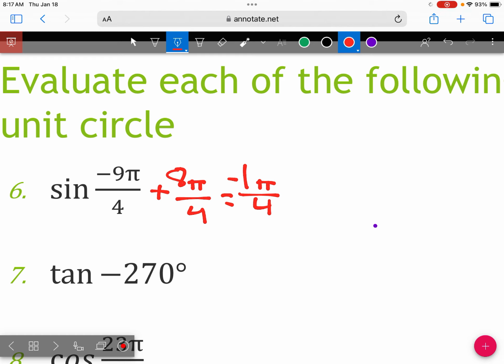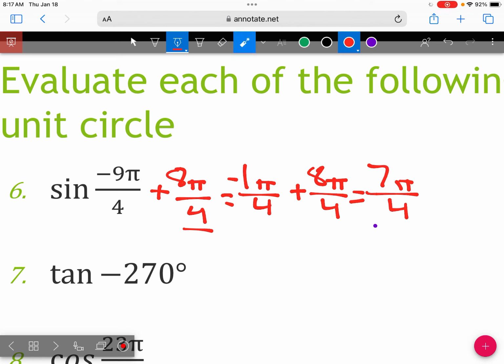So can we evaluate that? No. Nope, exactly. We cannot evaluate it because it's still not between 0 and 2 pi. So what we do, it's kind of a repetitive process. We just add 8 pi over 4 again. And when we add that again, negative 1 plus 8 is what? 7. Yep, so it's going to be 7 pi over 4. And so now we can actually evaluate it on our unit circle.